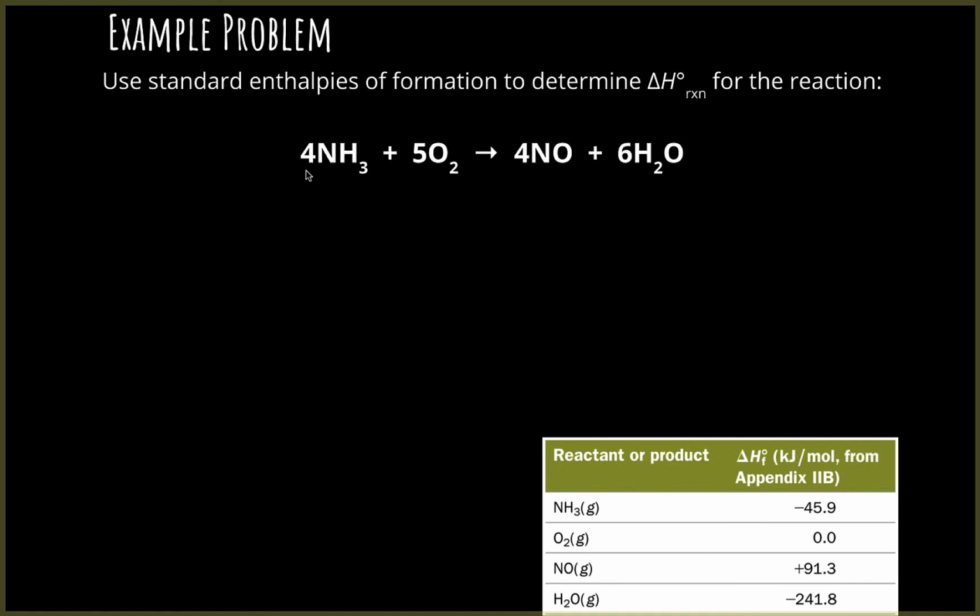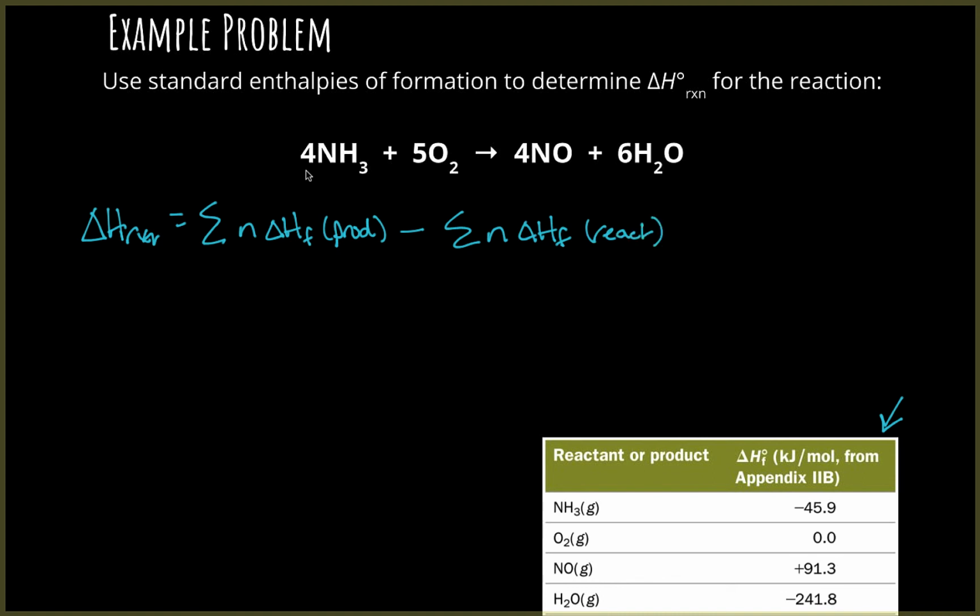Okay, so this one says, use standard enthalpies of formation to determine the delta H of reaction for the reaction given. So notice there's a table down here that has some information on it. So I would need that in order to solve this particular equation. So to get the delta H of reaction, I'm going to take the sum of all the delta H's of products minus the sum of all the delta H's of the reactants multiplied by their coefficients. Okay, so what that means is it's always products minus reactants.